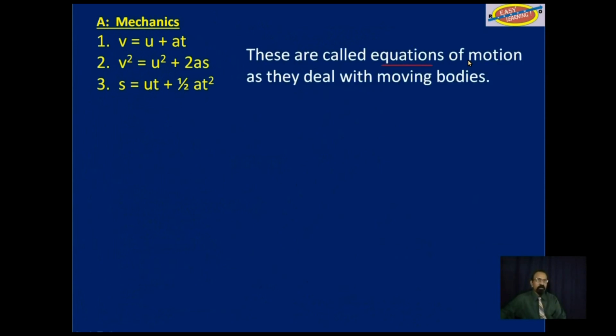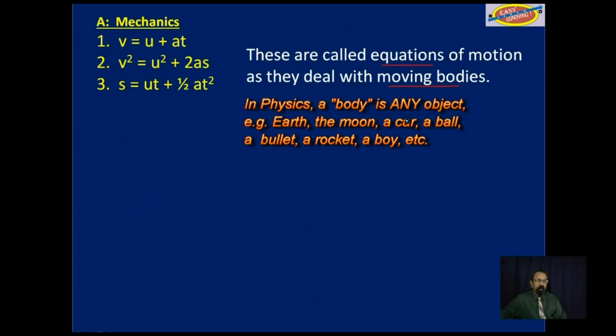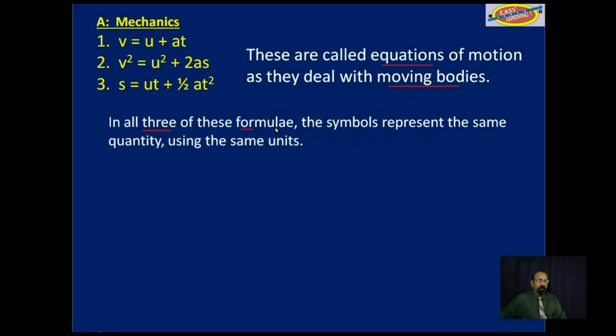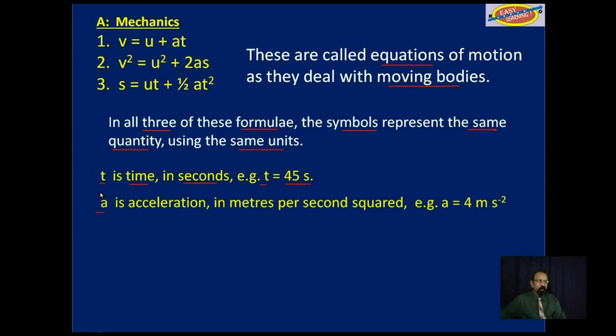These are called equations of motion because they deal with moving bodies. Now remember, in physics, a body is any object at all, absolutely any object. In all 3 of these formulae, the symbols represent the same quantity using the same units. T is time in seconds. Example, T is equal to 45 seconds. A is acceleration, and that is measured in meters per second squared. Example, A is equal to 4 meters per second squared.